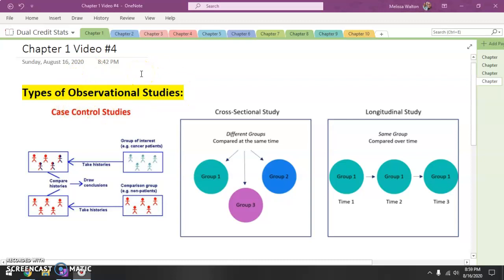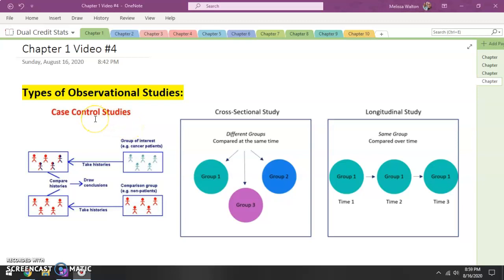Now remember, with an observational study, the researcher is not manipulating anything. The researcher is simply looking for any type of trends that they see with their subjects. So three types of observational studies that we're going to talk about are case control studies, cross-sectional studies, and then finally longitudinal, and sometimes called cohort studies. So three different types that we'll talk about.